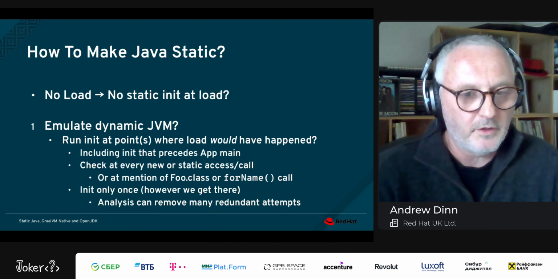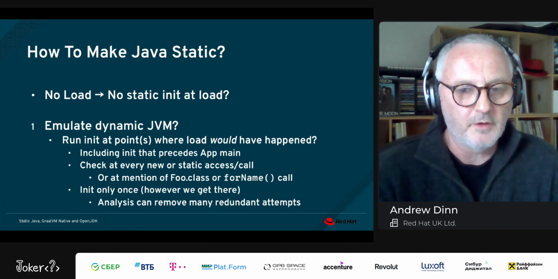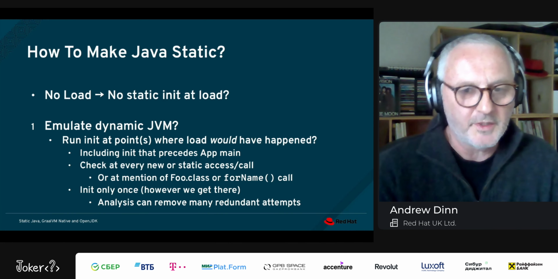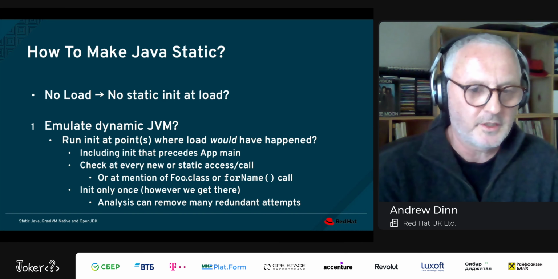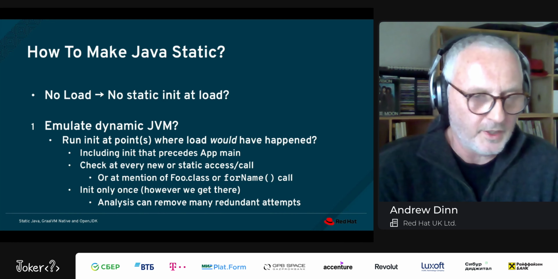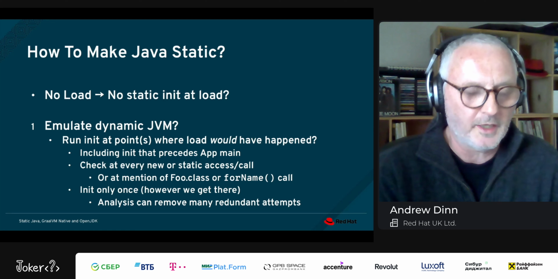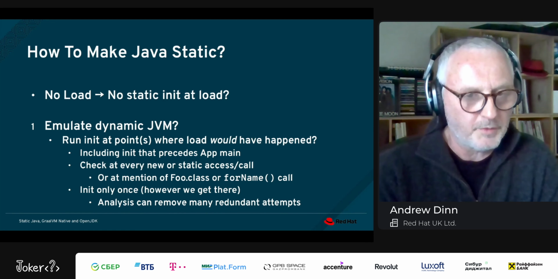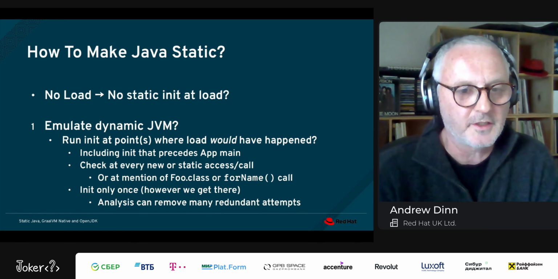And obviously, if you do a careful analysis, you would know that if you've already created an object of a given type that's a parameter to a method, then you don't need to initialize the class when you access the static field of that class in a method. So there are cases where you can remove this, but you need to actually do quite a lot of analysis to get that right.